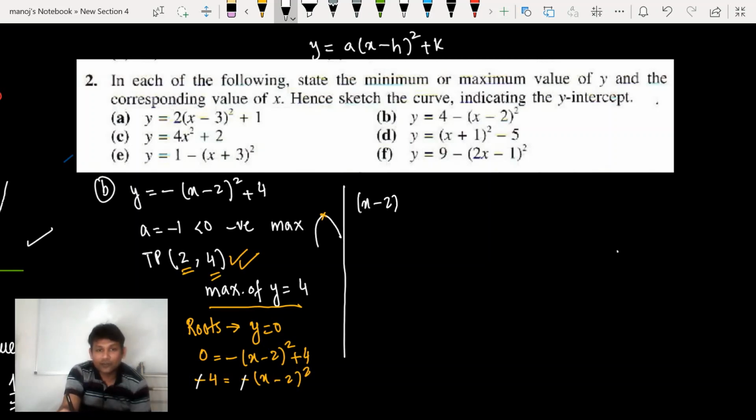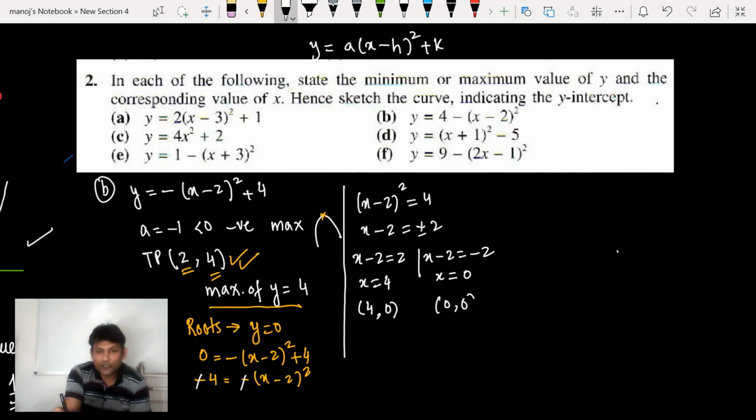Now what you have, (x minus 2) whole square equals 4, and when you remove the square, this will become the square root of 4, and square root of 4 means you have to write plus or minus 2, so one time 2 and one time minus 2. So x equals 4 and x equals 0. So it means you have two roots, (4, 0) and (0, 0). It means now we are having a turning point.